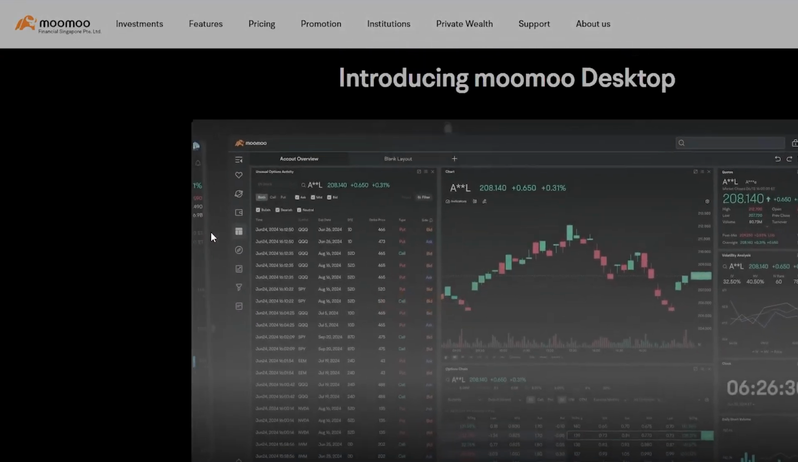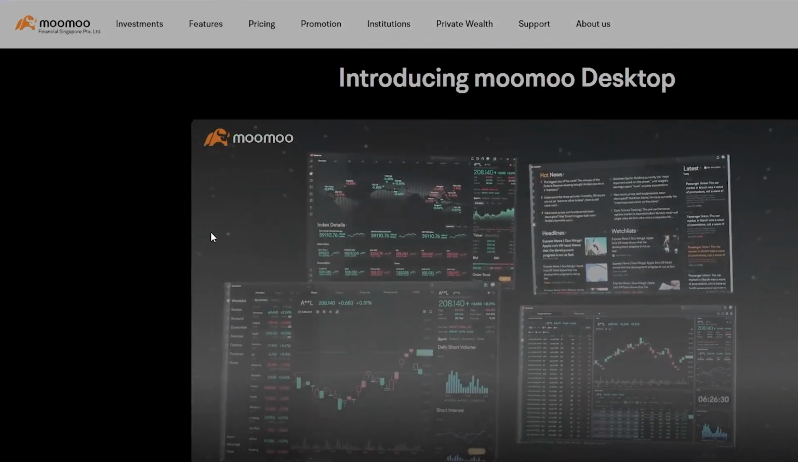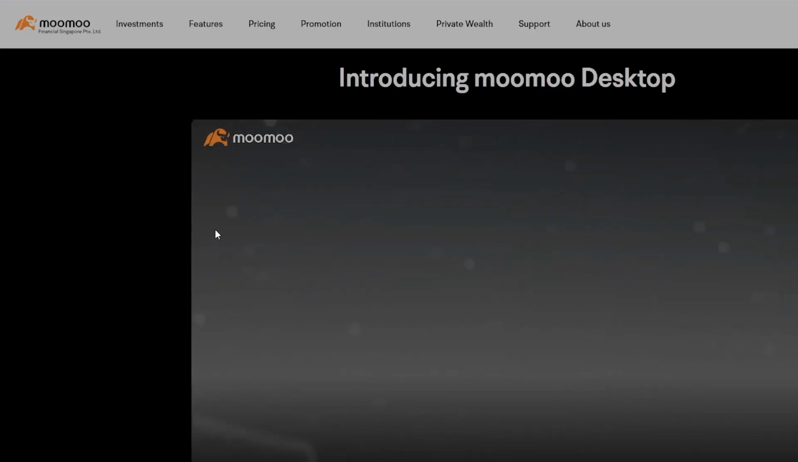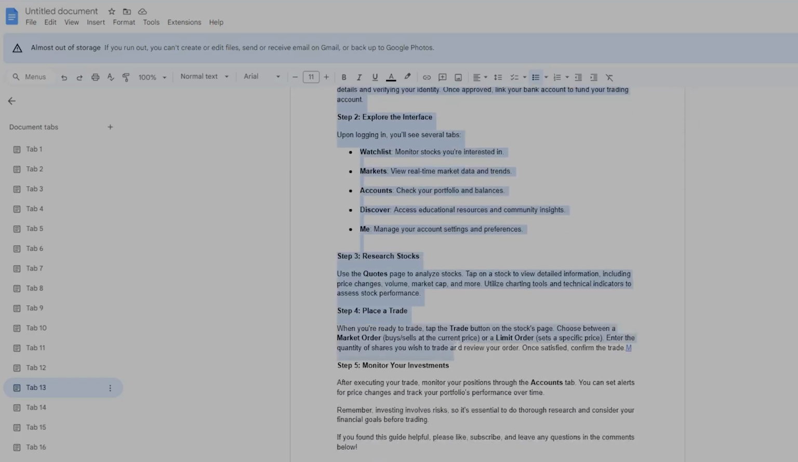Step 3, research stocks. Use the search space to analyze stocks. Tap on a stock to view detailed information, including price changes, value, market cap, and more. Utilize charting tools and technical indicators to assess stock performance.